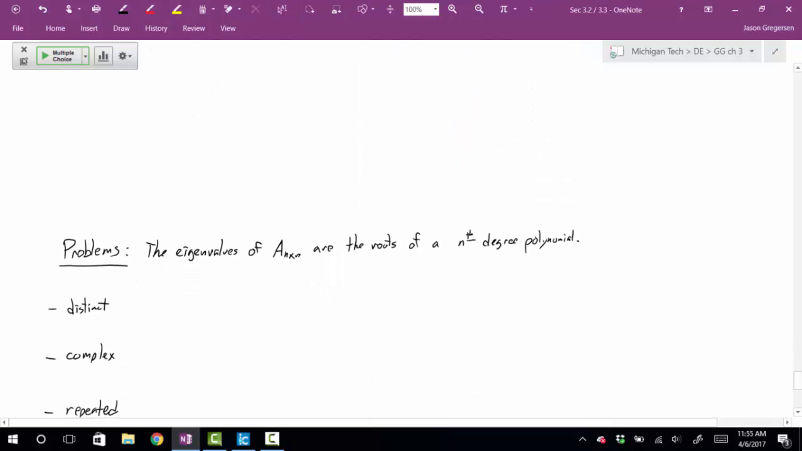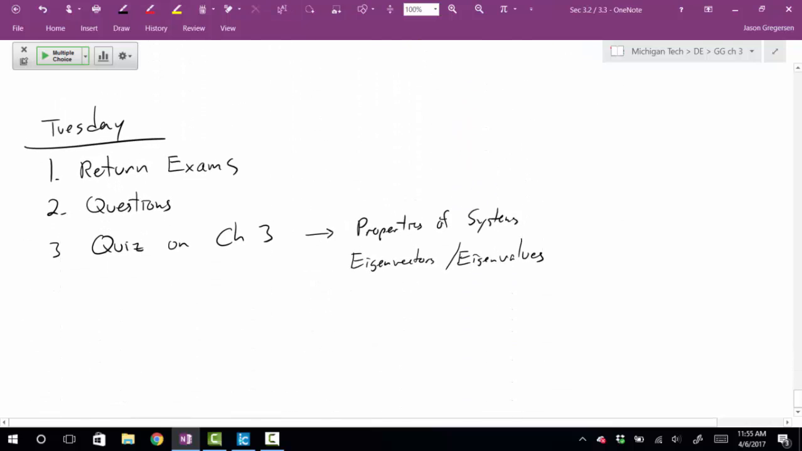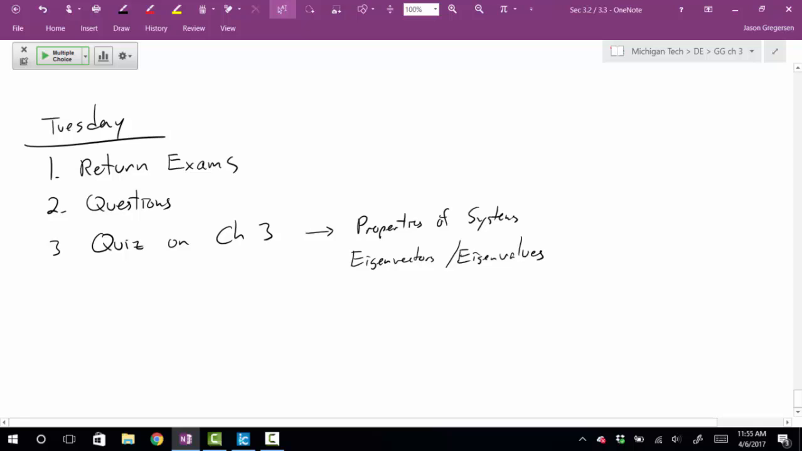All right, that is pretty much it. Tuesday, we will for sure return exams, take some questions and have that quiz. That quiz will include a basic eigenvalue, eigenvector calculation. So it'll be that property stuff and at least one eigenvalue, eigenvector calculation.